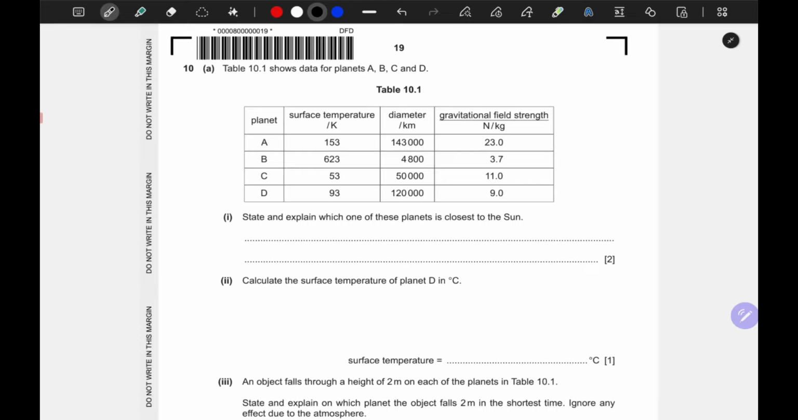So, all right, let's see. First we can look at surface temperature. This one has the highest, so it's planet B, because it has the highest temperature because it's the closest to the sun.